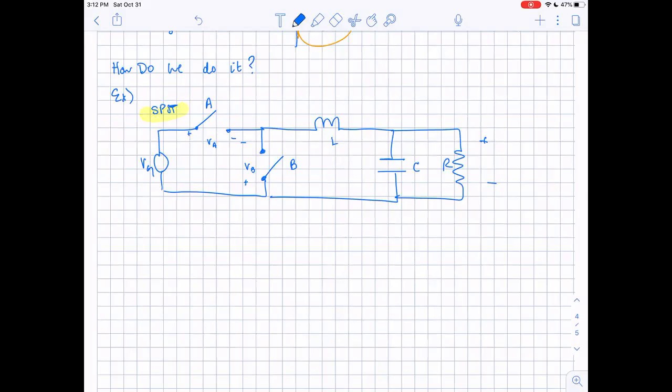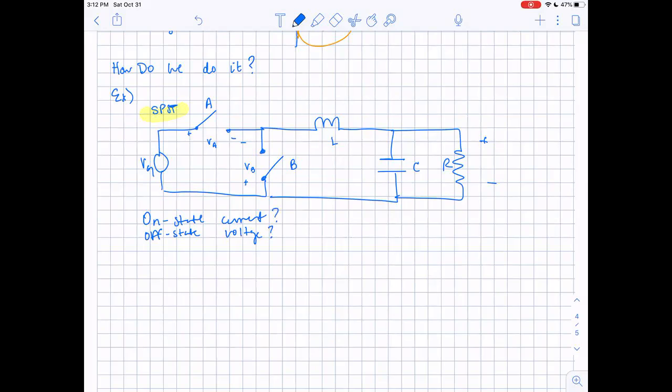So we have to think about this. How can we realize this in terms of MOSFETs and diodes? What is the on-state current imposed on each switch by the converter? And then what is the off-state voltage?